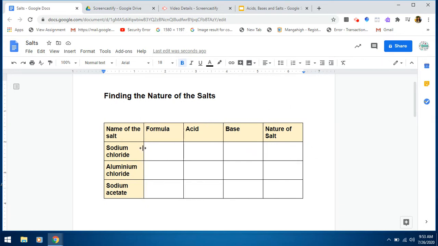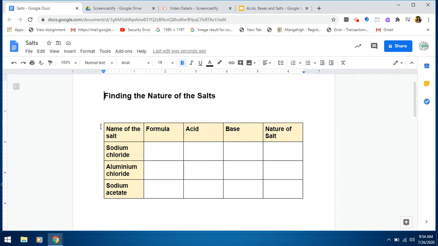Now, we don't need to learn the examples of neutral salts, acidic salts, and basic salts to decide whether these salts are neutral, acidic, or basic. There is a very easy way to decide the nature of these salts, which we are going to learn with the help of this video.